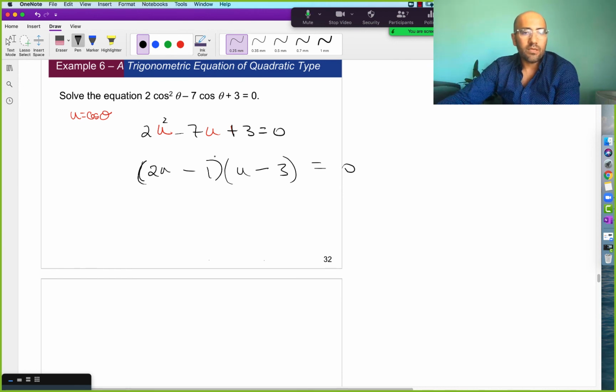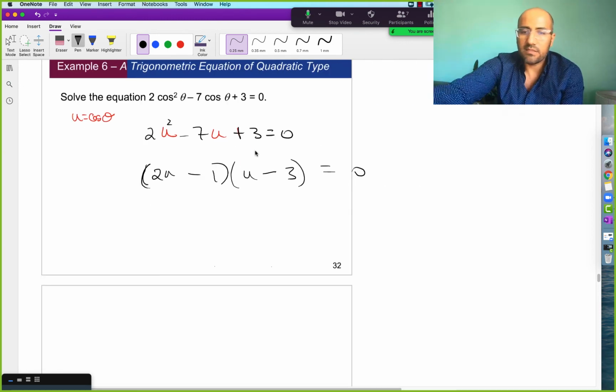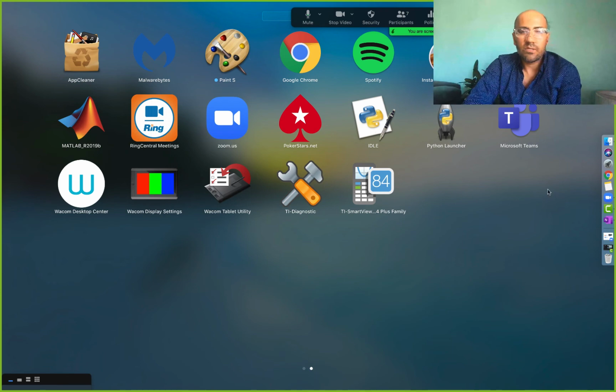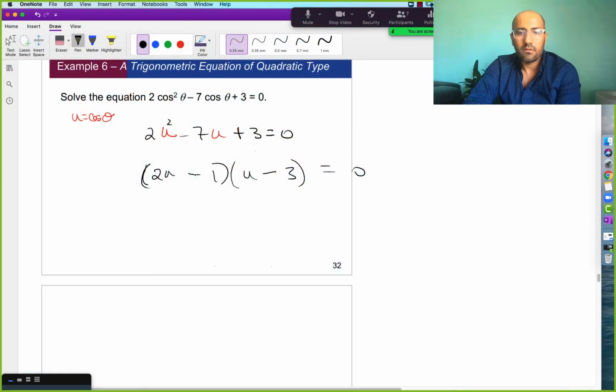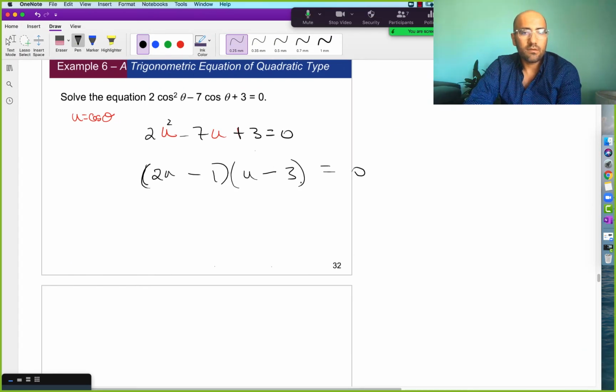So this would be 2u squared, that works, and we end up with minus 6u minus u gives you minus 7u plus 3. Okay, so that works out. Just guessing and checking the few variations available.